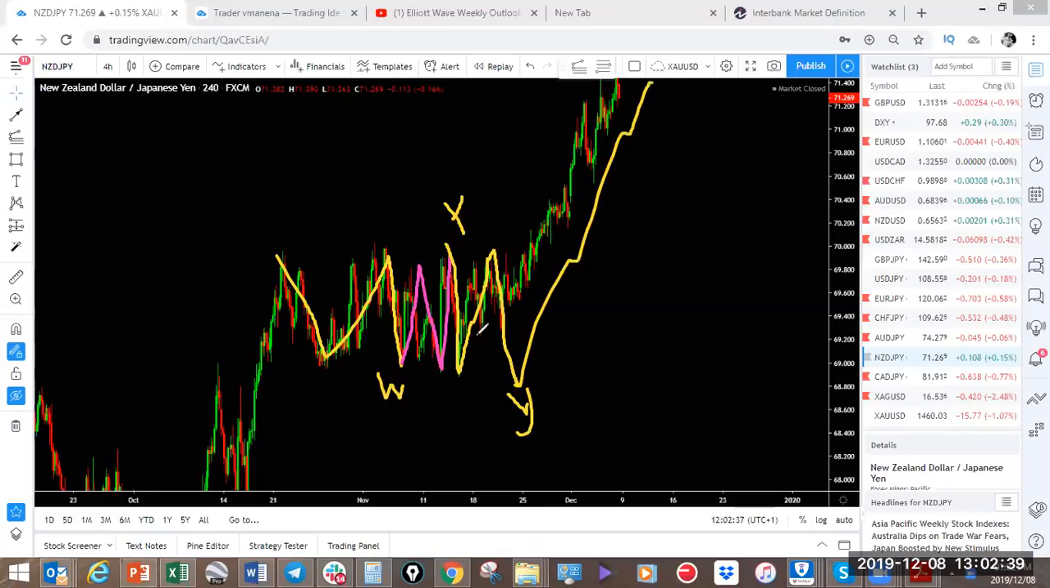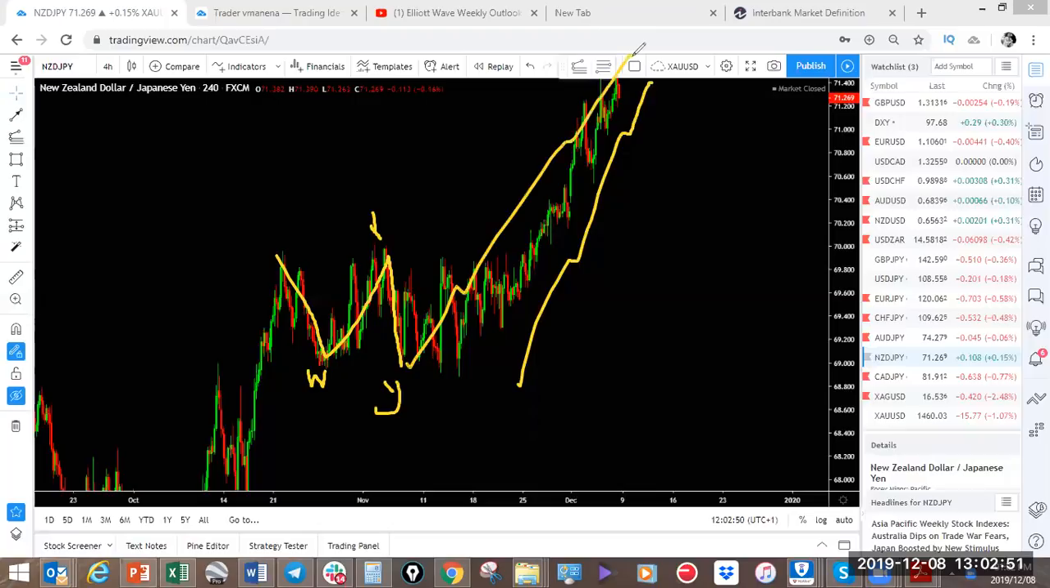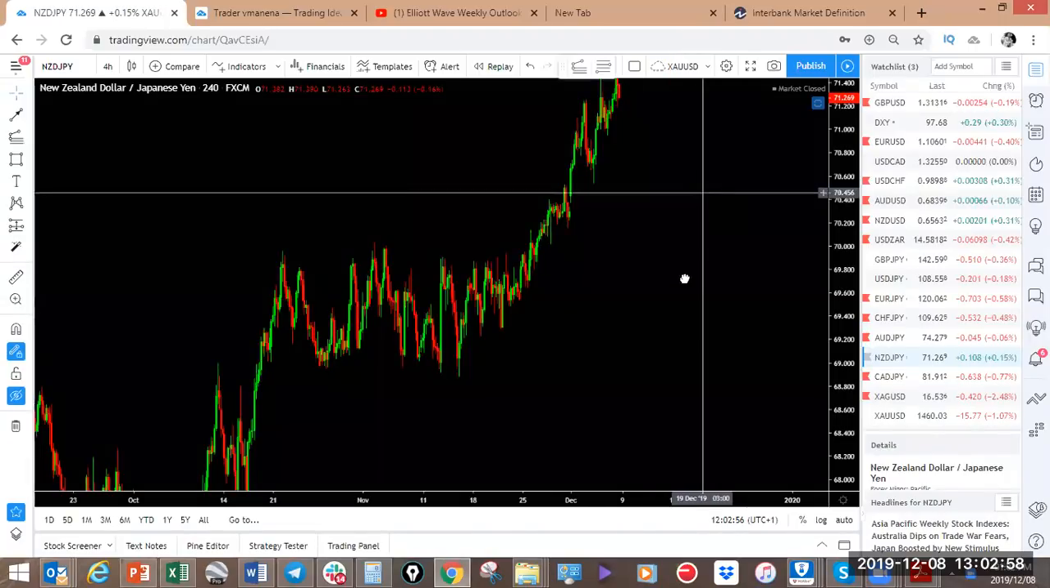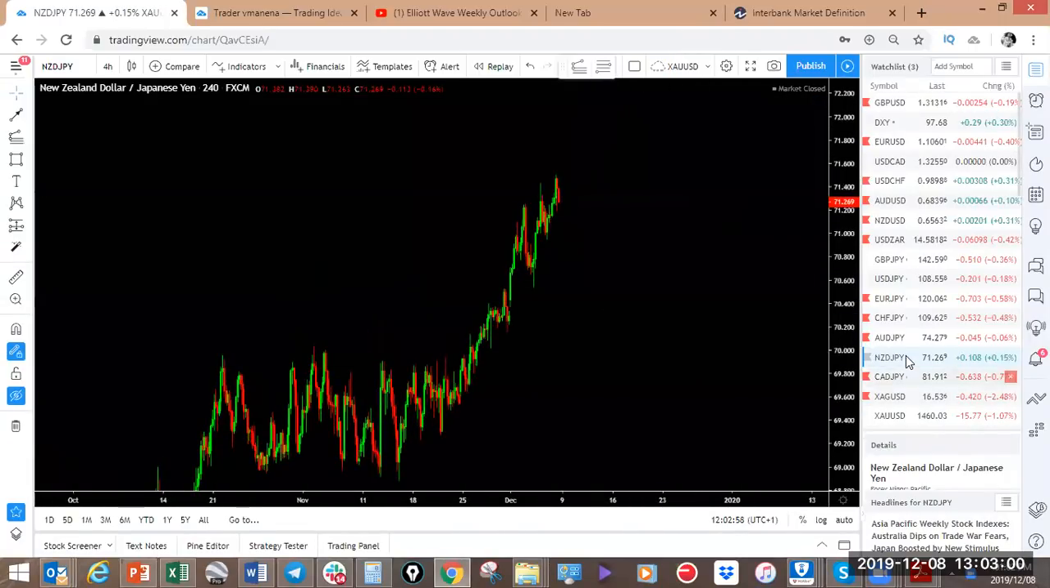Now, the fact that we did not get this one more down means that this was all the correction it needed. It's a simple WXY, and this is completed, and that's why this one went like that. Now, this is going higher. We're just gonna have a pullback here, and it's gonna continue to the upside. Okay, so that is New Zealand, and then the CAD.